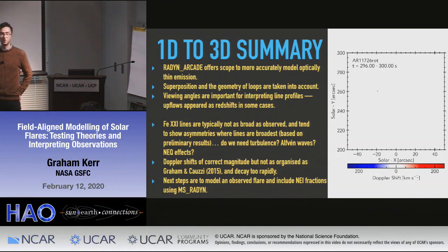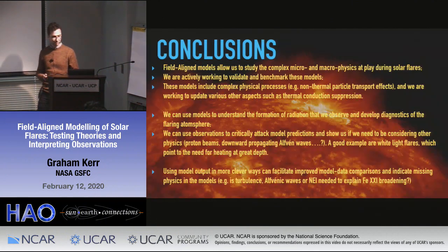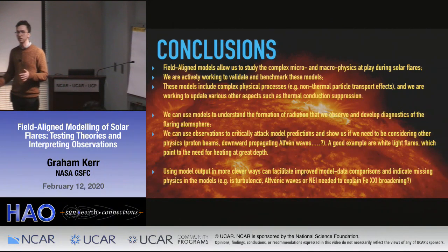Could it be that the iron 21 is actually formed at a much hotter temperature than the assumed formation temperature from equilibrium processes? That's something we're actively investigating, because there are methods we can use to get the non-equilibrium ionization fractions. So I'm just going to throw out some conclusions and welcome any questions people have about flare modeling.